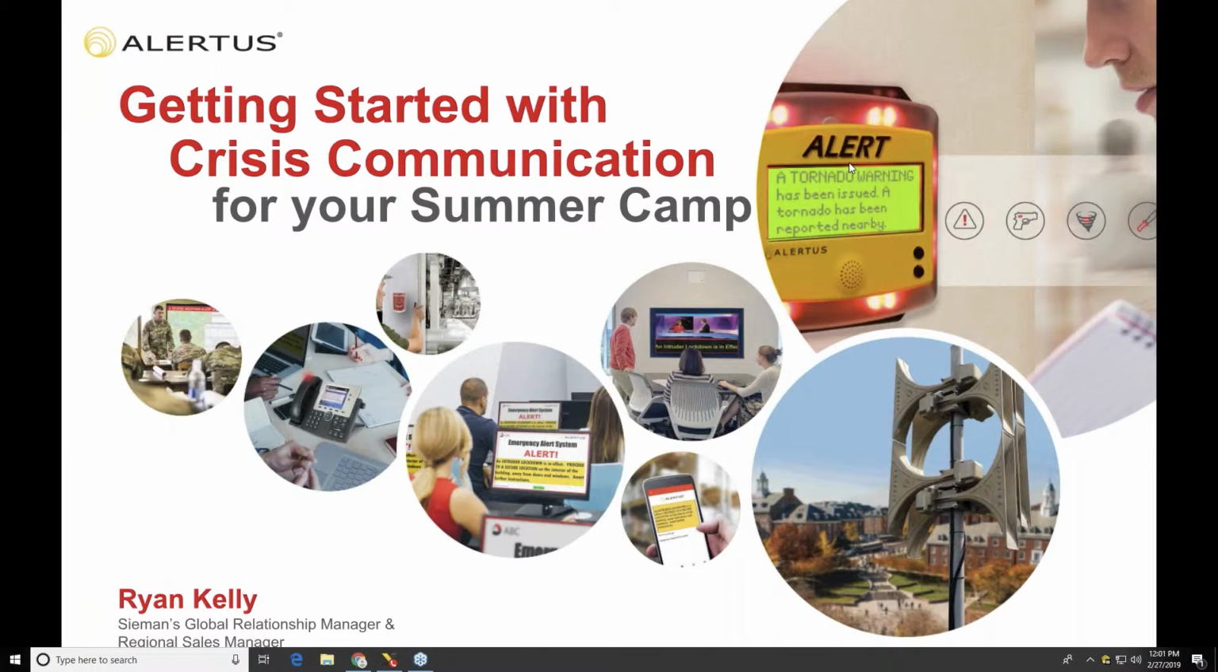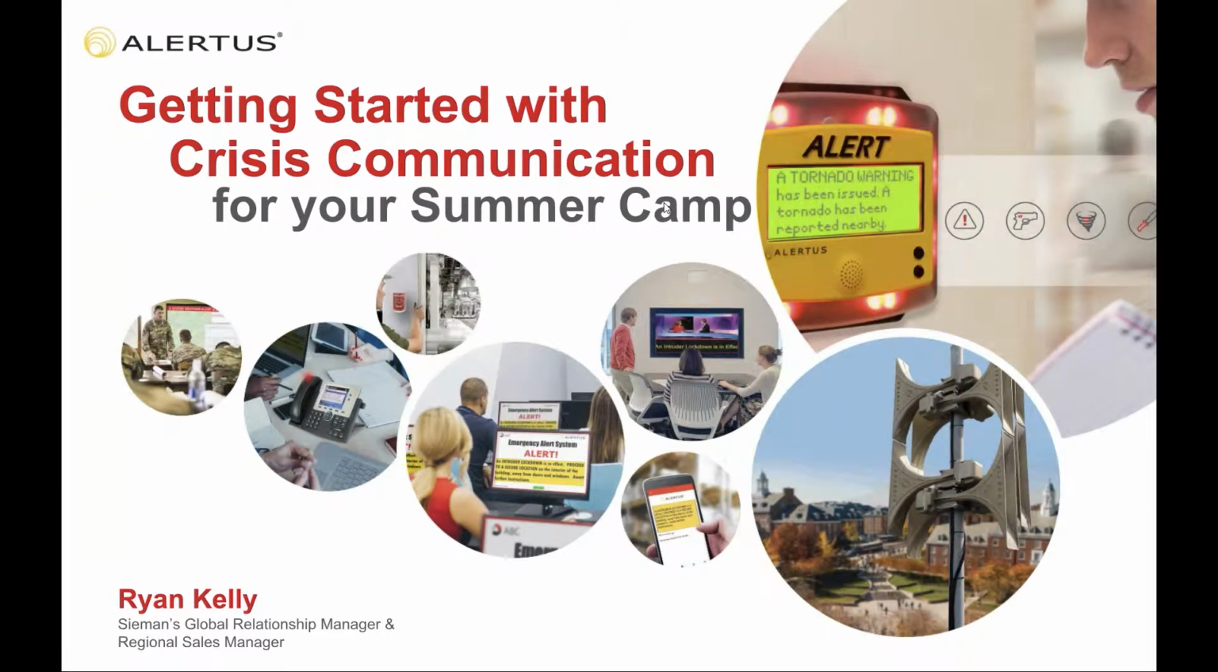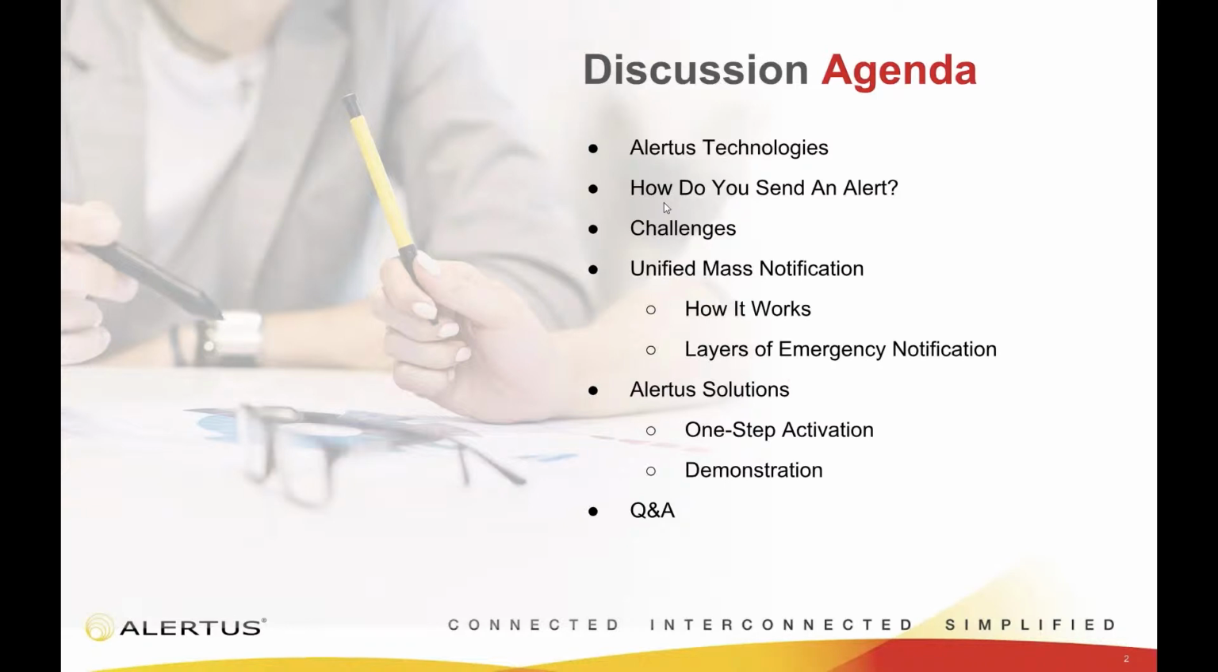Today, what we want to go through is getting started with crisis communication and emergency alerting. So the main focus today is to tell you a little bit more about Alertus and what we focus on, but also talk a little bit more about unified mass notification, some of the challenges that arise with mass notification, and some of the layered approaches that we recommend to our clients, as well as anybody who's getting started with mass notification. We'll go through some of the options that we provide, the activation options as well, and then we'll open it up for a Q&A at the end.